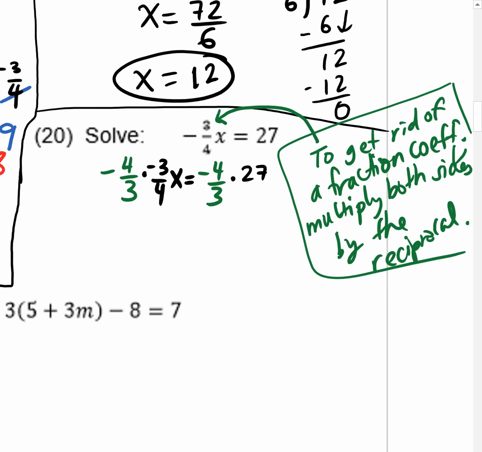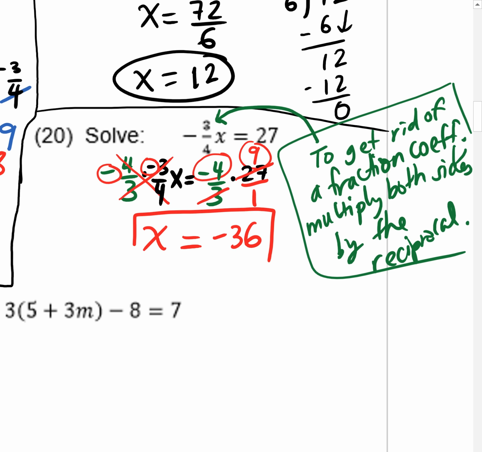And you see the genius of that, because the 4's cancel, the 3's cancel. It's a negative times a negative, so it ends up being a positive, just x. And then on the right side, I have to put that 27 over 1 in order to multiply. And it actually reduces first. 3 goes into 27 9 times. So we end up with negative 4 times 9, which is negative 36. There he is. Beautiful. Not bad.